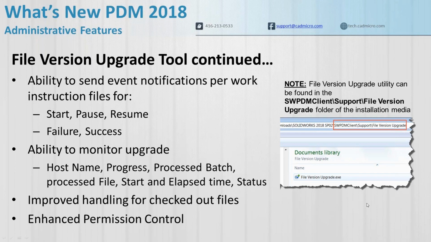And for those of you who have never used this before or didn't know it existed, I actually just put in a little note in here. If you go to your installation media, in SWPDM clients support file version upgrade, you'll find the utility in there. Just run it, install it on your client machine or machines, because you can actually have multiple machines running the upgrade at any one time, and go into the help file and you can see how it all works. Again, if you want some more information on the file version upgrade tool, just give me a shout or send an email to support@cadmicro and we'll get you some more information.